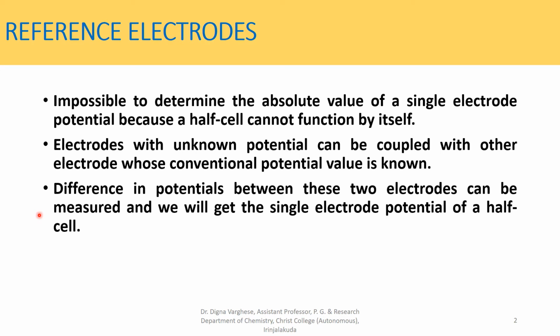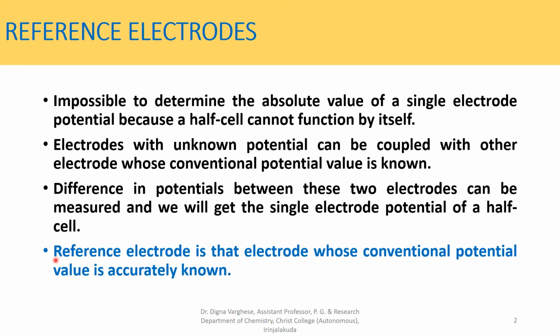So a reference electrode is that electrode whose conventional potential value is accurately known, so that we can couple this electrode with another electrode whose potential is unknown to us, and we measure the difference in potentials between these two electrodes, and we will get the single electrode potential of a half cell.